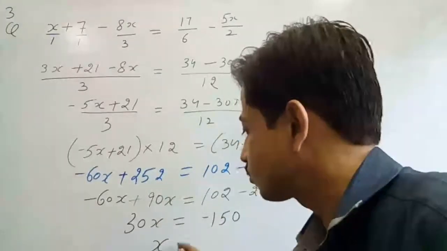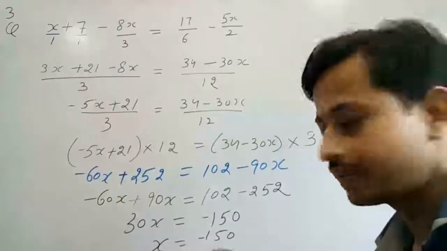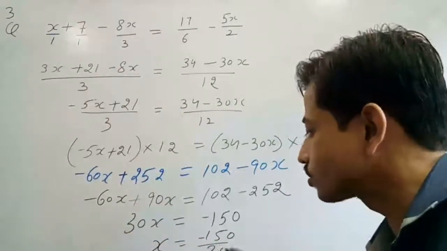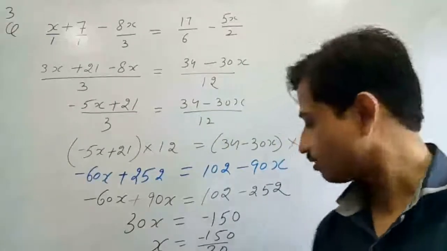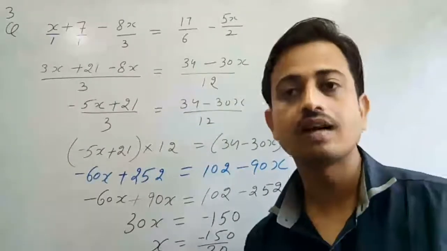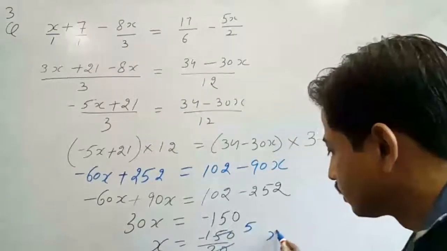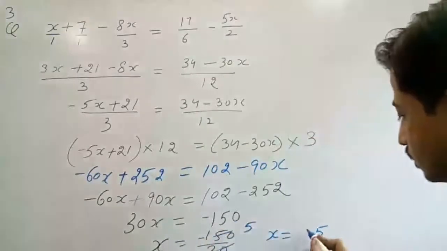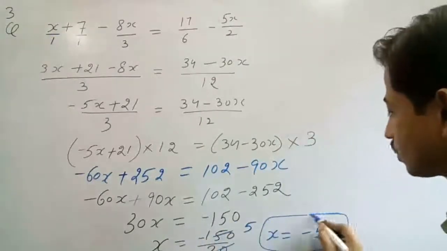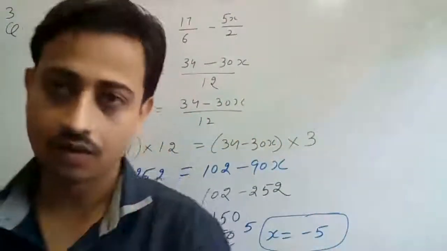Now what's the value of x? We have to take this 30 on the right hand side and it goes to the denominator. So 150 divided by 30, 5 times 30 is 150. So you directly get 5. x is equal to 5 and the negative sign remains as it is. So we get x is equal to minus 5. So please make a note.